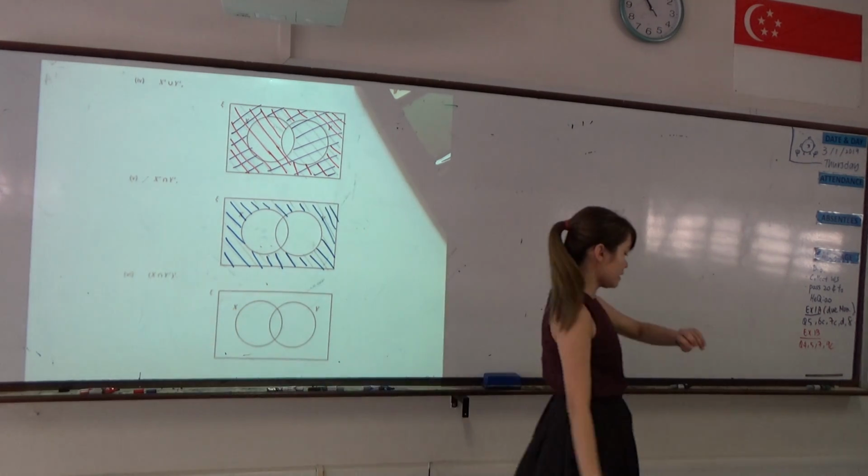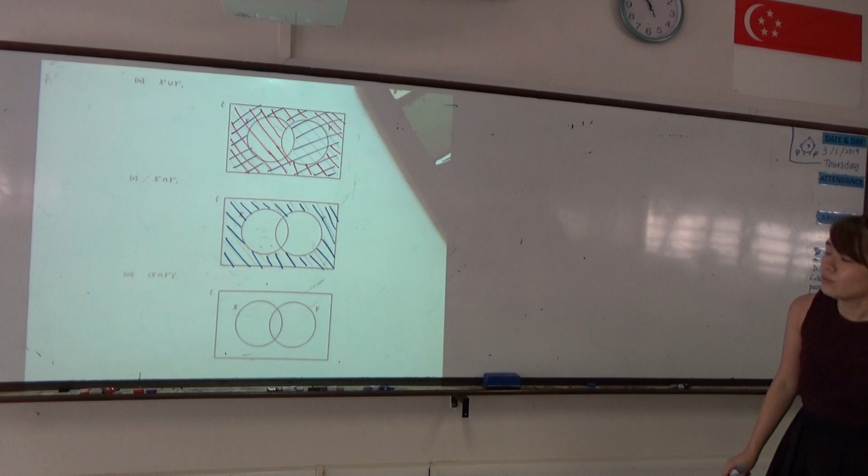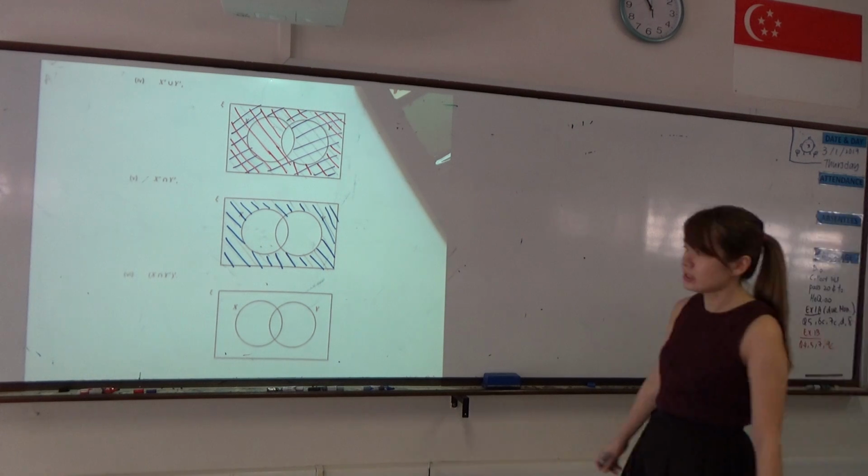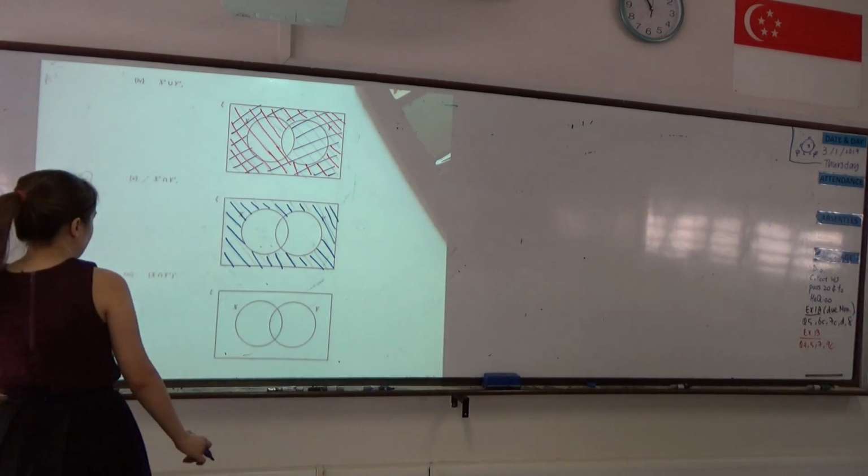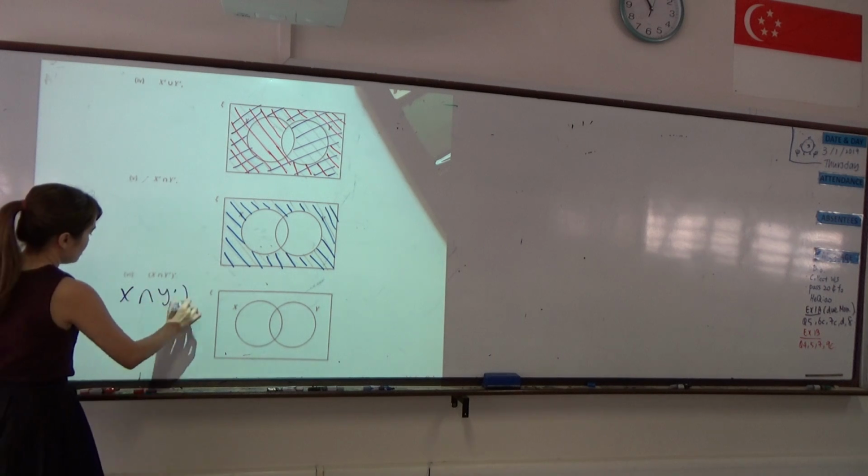Okay, and then the last one for the day. We are looking at x intersect y complement, and then after that complement again.